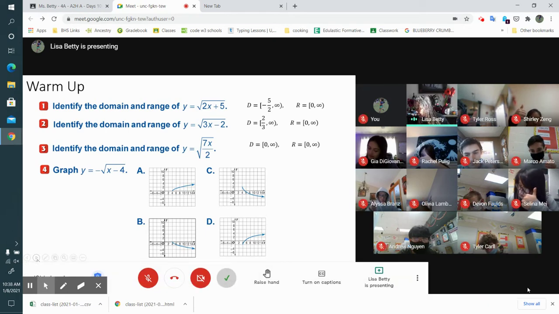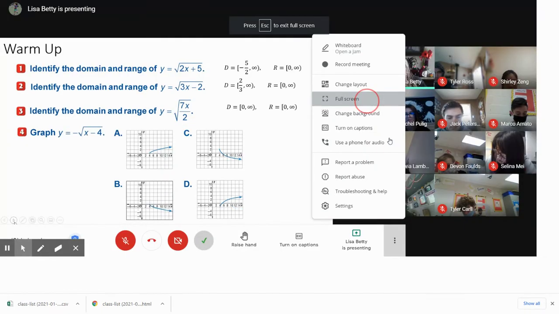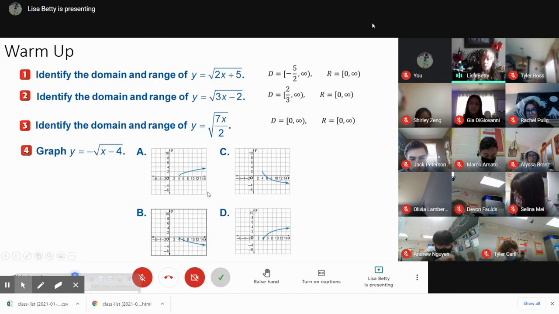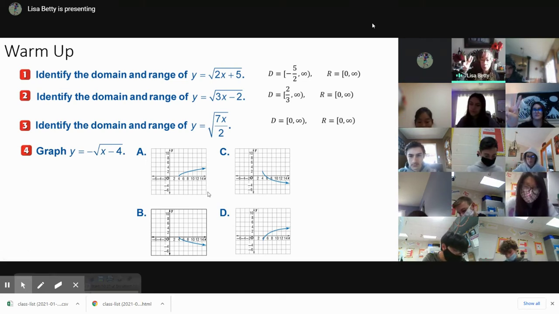Thumbs up if you got it right. We good? Okay, mostly good. Hang on, I need to see everybody if at all possible. It's going to miraculously let me do that. I hope so. All right, and in the last one, hold up fingers. 1 for A, 2 for B, 3 for C, 4 for D.